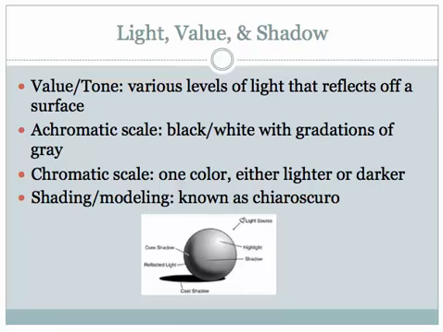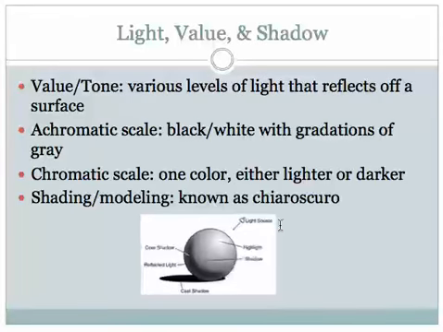We've already sort of seen this in the way in which an artist can use line. That leads us into a discussion of the issues of light, value, and shadow. Value, sometimes called tone, refers to the levels of light that reflect off a particular surface. So we can see down here in this illustration different values on this one sphere.